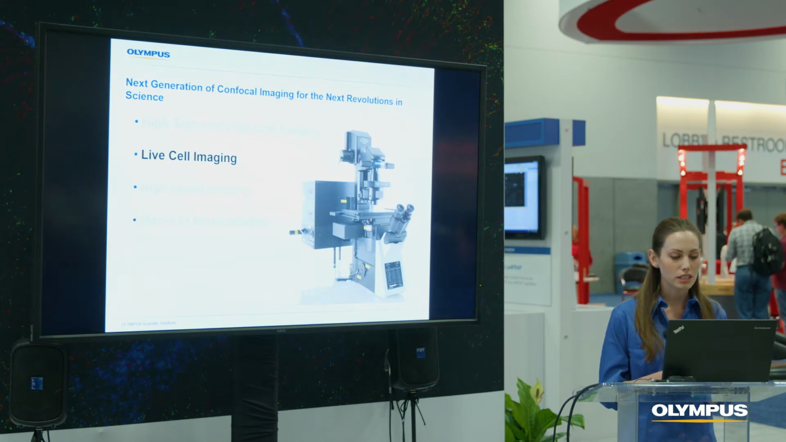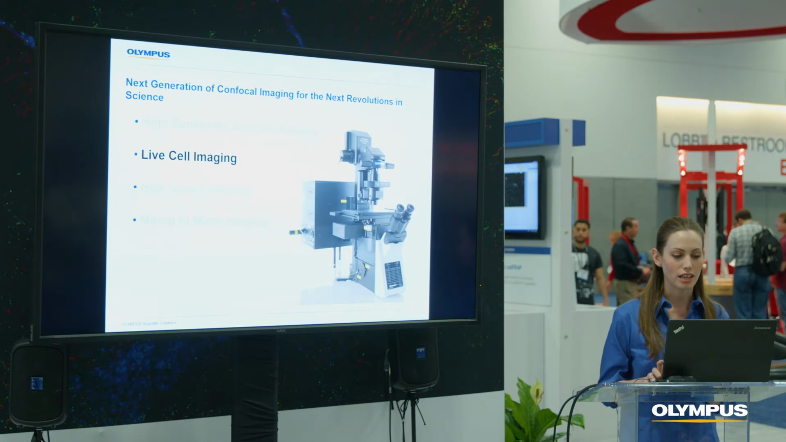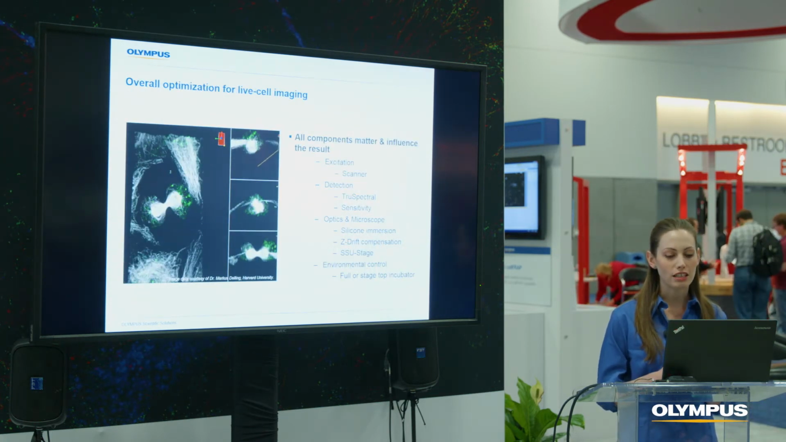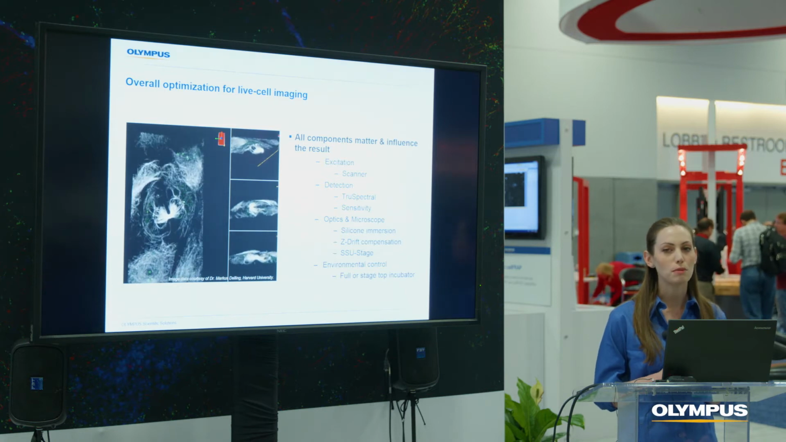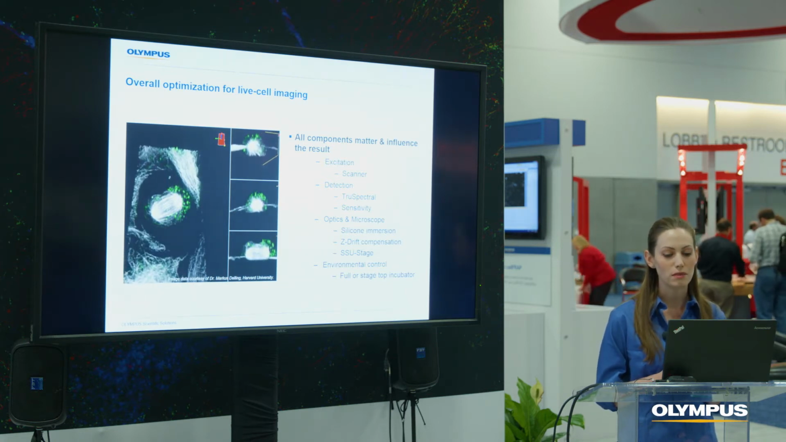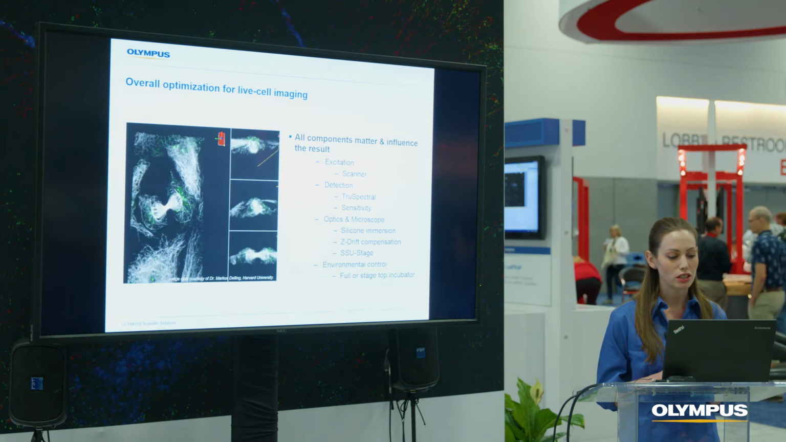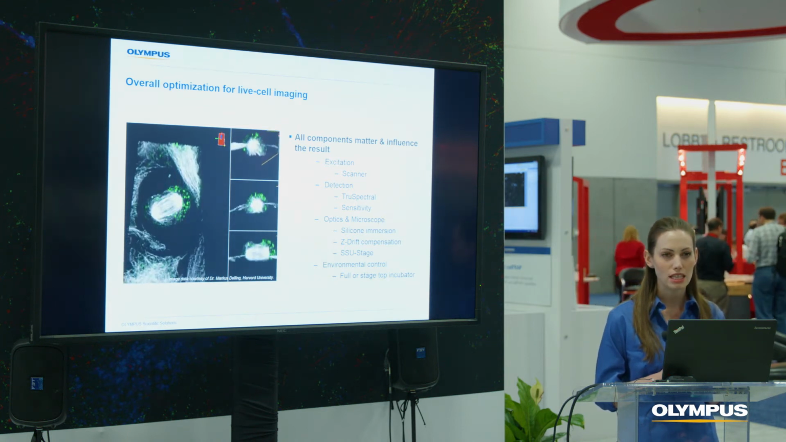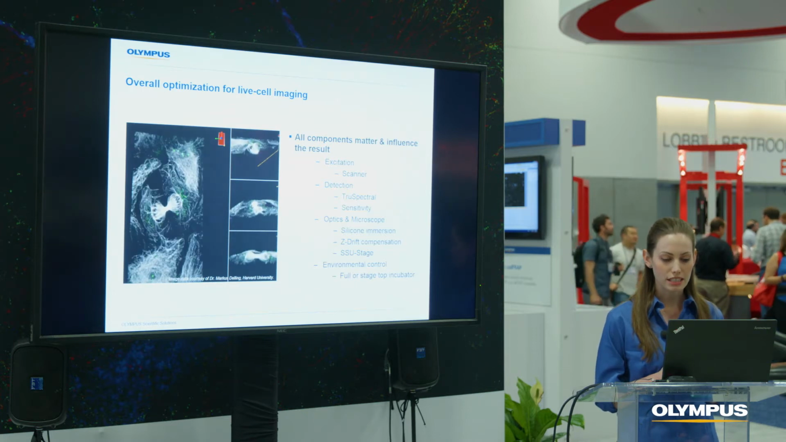So the next thing that we're going to talk about are the advances that have been made to enable you to image live cells with a confocal microscope. And in order to image live cells, you really have to optimize all components in your system, not just one of them. So from excitation, in terms of your scanner and its scan speed, you want to be able to optimize speed to minimize phototoxicity.